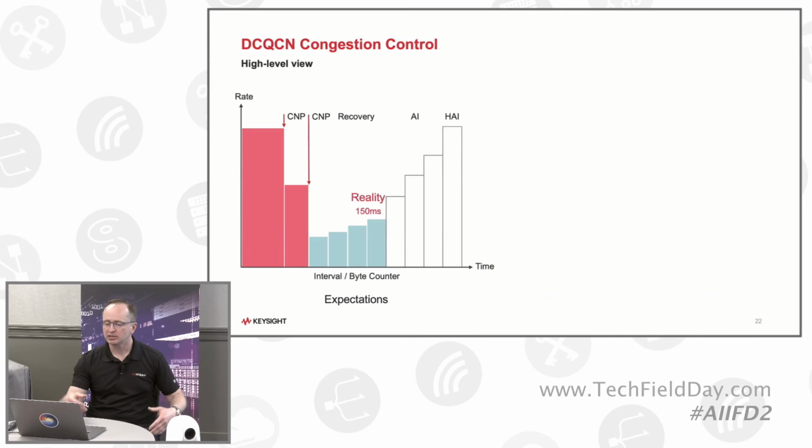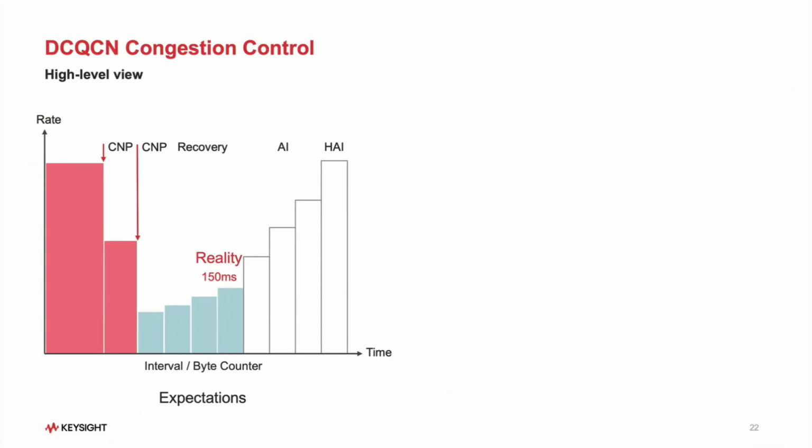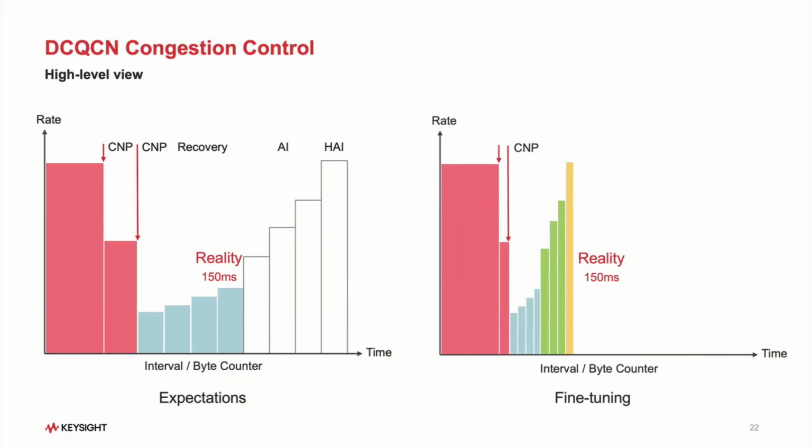Well, the reality is, this is not a lot of data here. This is AI workload. You finish within 150 milliseconds, you're done. You didn't have time to recover. This was made for storage. This was not made for AI with its default settings. So what you want to do is fine-tune those settings, so you just squeeze everything so you can recover much faster.